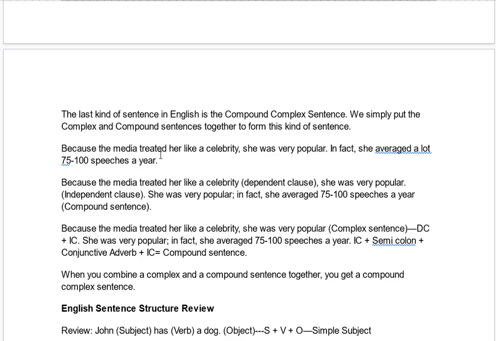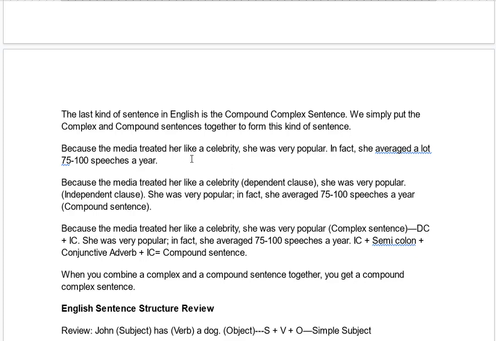So because the media treated her like a celebrity, she was very popular. So because the media treated her like a celebrity, that is a dependent clause. She was very popular, independent clause. Then you have your compound sentence. She was very popular. In fact, she averaged a lot of speeches, 75 to 100 speeches a year. So when you put both these sentences together, you have a compound complex sentence.